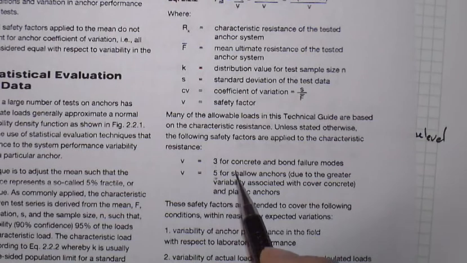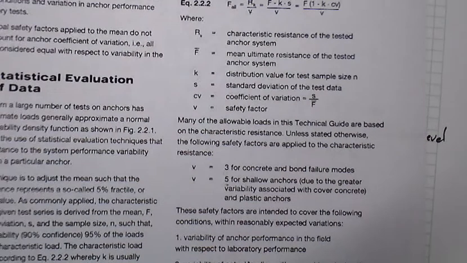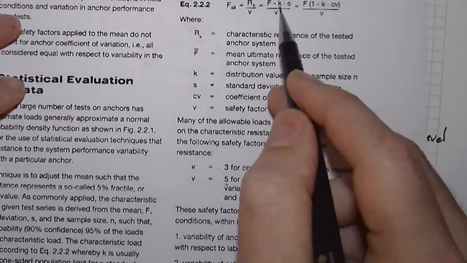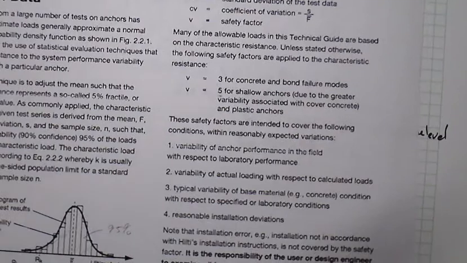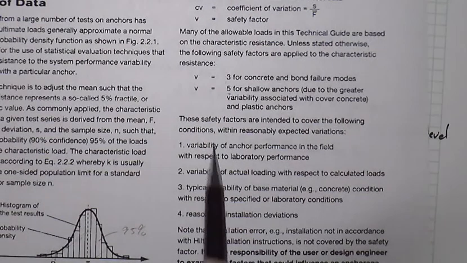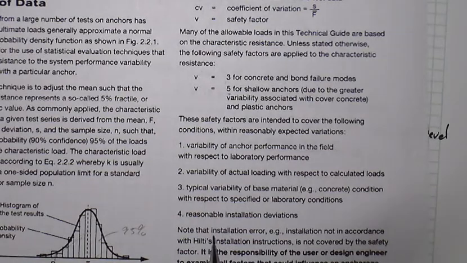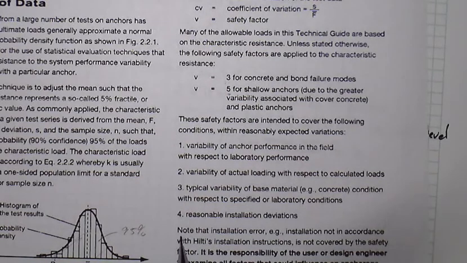Also, before we go grab the typical k value, note that the safety factors are intended to cover the following kinds of situations in terms of variability, but they exclude installation error. So they're saying if you do it properly, there's still variability left over that's being accounted for in these factors of safety. So let's go find out how to grab one of these k values.